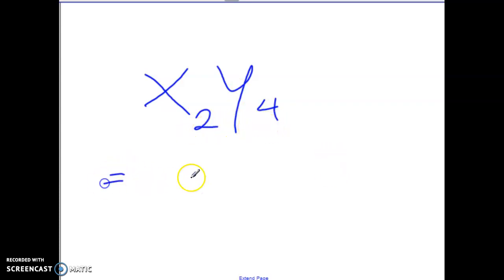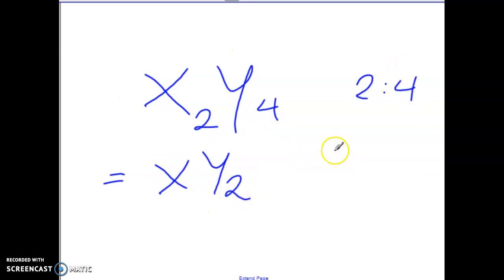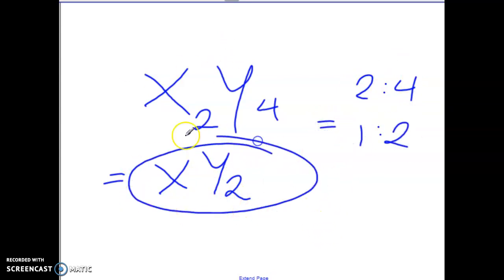Okay, so just as a side note, to give you something completely different here. Let's say we had 2 elements and the subscripts were 2 and 4, right? We would not keep that as the final formula. You would reduce that down. So here, the common multiple would be 2. So we would say X and then Y2. The ratio was 2 to 4, and now we have 1 to 2, which is exactly the same. You always want to represent it in the lowest possible value.